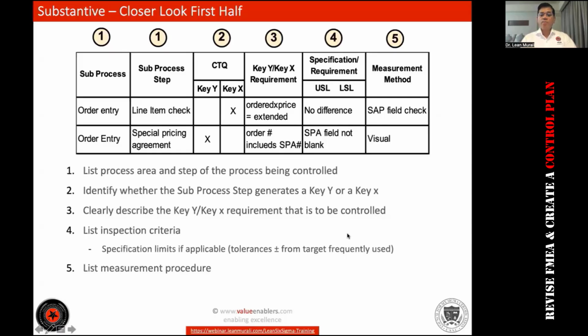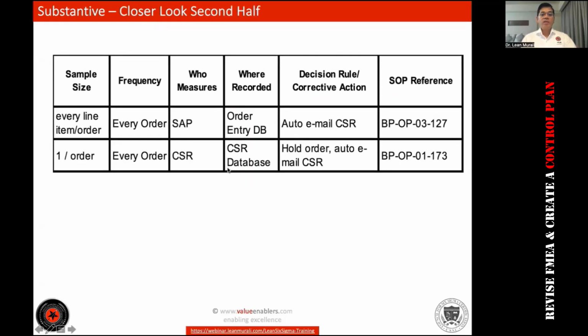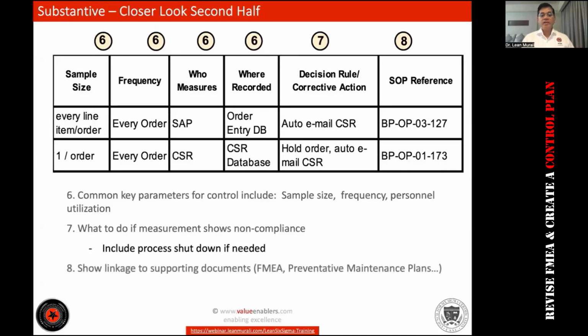Let me explain the second component of it. Okay, the second half of it. What is more important is the sample size, frequency, who measures it, who records it, corrective action, and so on. If you see the second component here, I have clearly written the common parameters for control: sample size, frequency, and personnel utilization, and what to do if there is a non-compliance. That's called the reaction plan, right? And show the linkages to the FMEA and preventive maintenance plan. This is so that they can refer to those documents and make sure that they control the process.